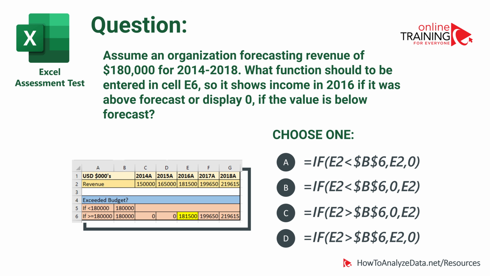Assume an organization is forecasting revenue of $180,000 for the period of 2014 through 2018. Which function should be entered in the cell E6 so it shows income in 2016 if it is above forecast, or displays 0 if the value is below forecast? And you have choices, 4 choices in fact, A, B, C, and D, and all involve the IF formula. Which one do you think is right?